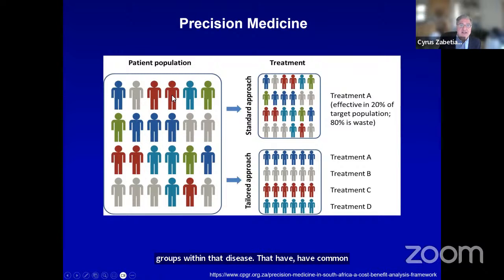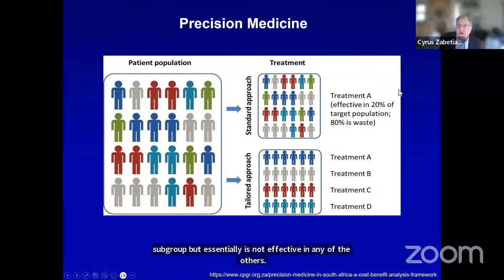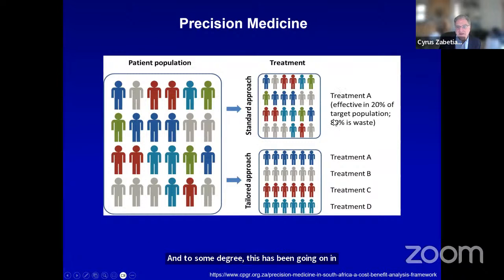That common characteristic might be that they share a variant in a particular gene, or they have a particular tumor marker, for instance, if we're talking about cancer, or they've been exposed to a particular environmental exposure. And they're out there in the population, and we may have a treatment that would be very effective with one subgroup, but essentially is not effective in any of the others. To some degree, this has been going on in cancer treatment for many years.